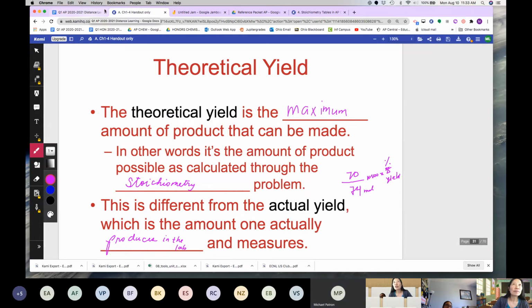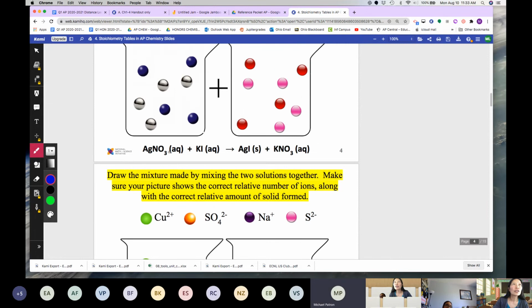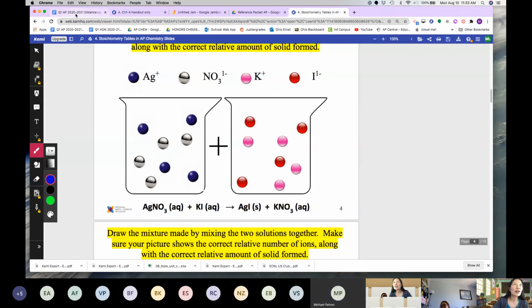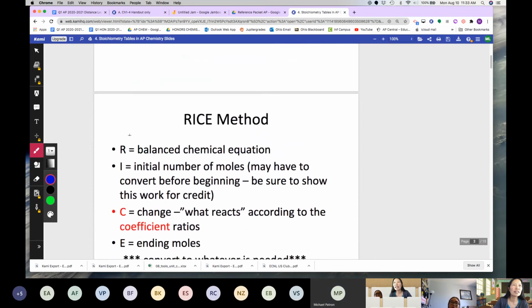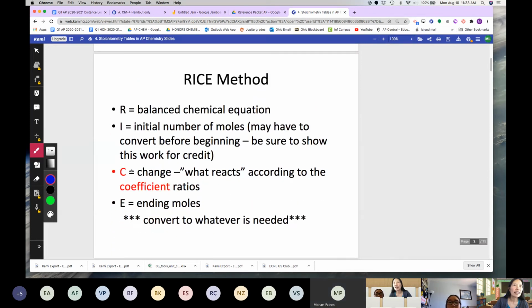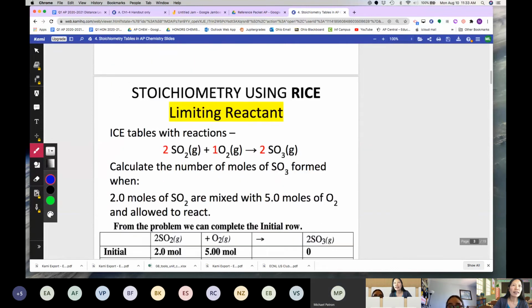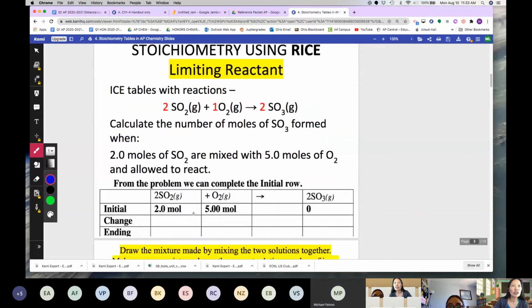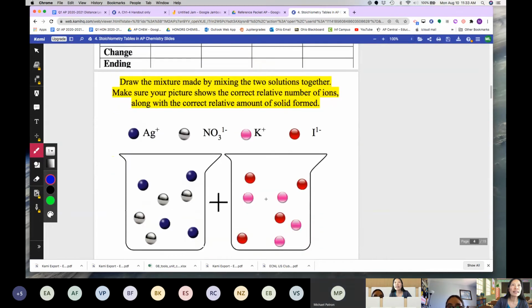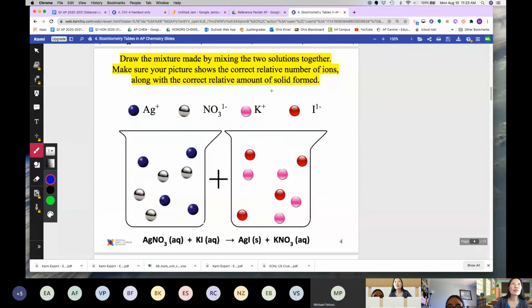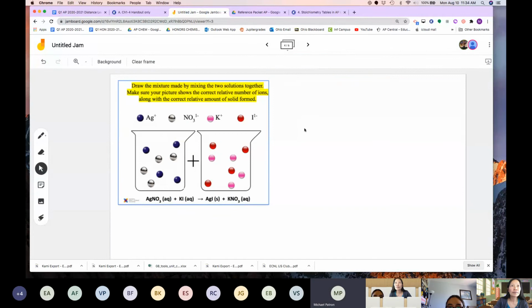Questions before we go to the homework? Okay, if you go to your calendar, it shows you to click on this thing. It's called the RICE method. The RICE stands for reaction, initial, change, and equilibrium in the end. For the first slide, you do it like this. Draw that equation, draw your table. For something like this is what I want you to do. Okay, this is the second slide. Can you guys see that?